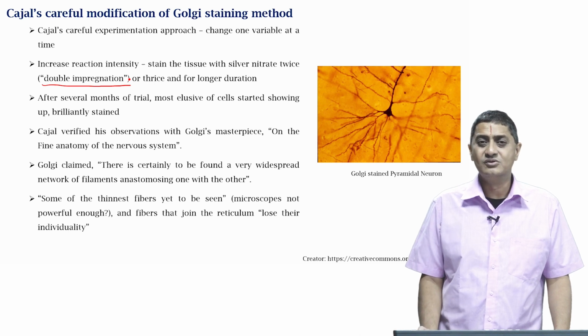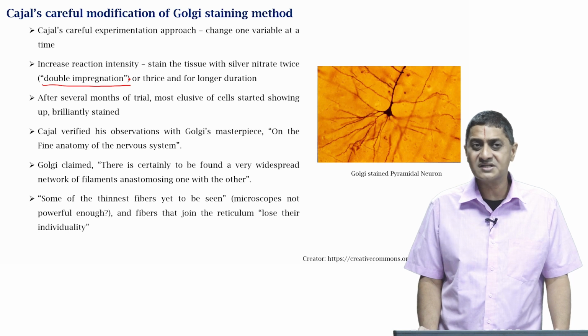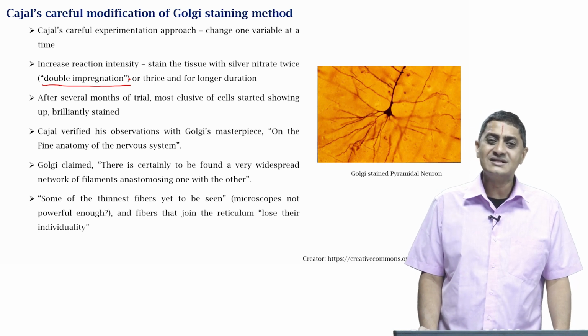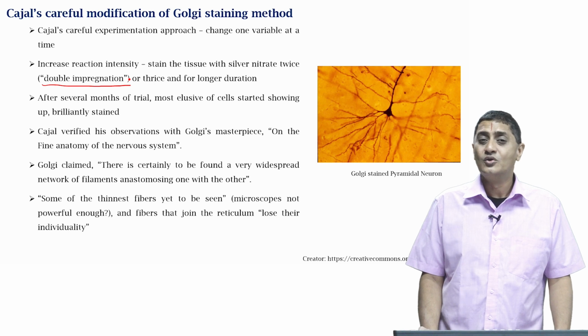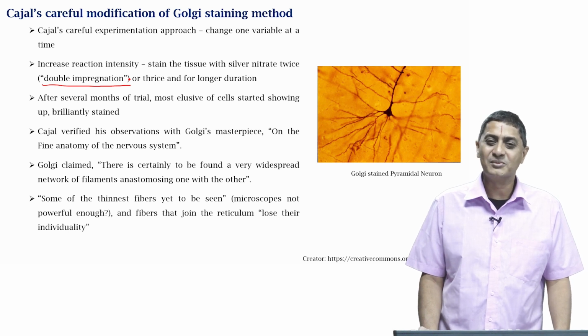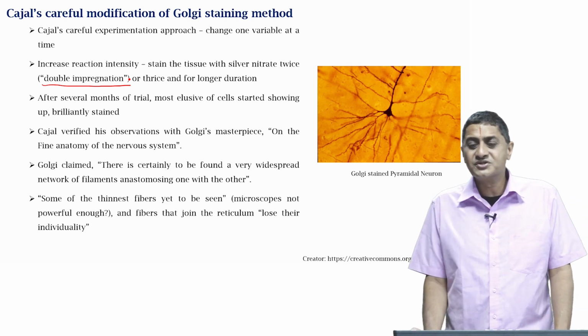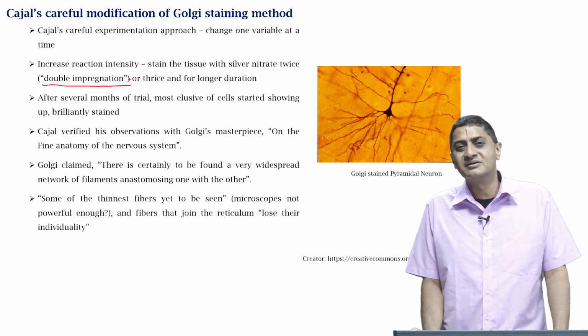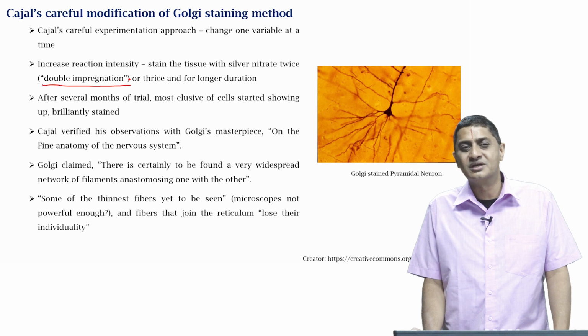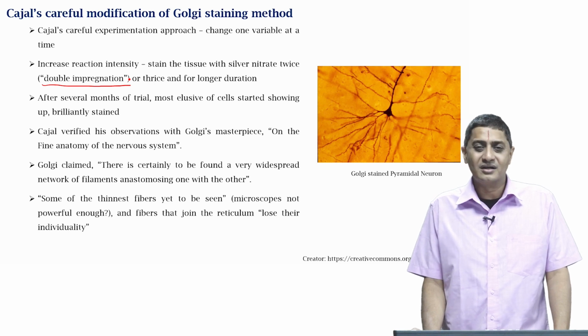Nobody else could produce such stains. That was because nobody else had the patience that Cajal had. Nobody knew how to stain this as much as Cajal did. That is the reason that the most elusive cells among the nervous cells started showing up only to Cajal and in his microscope.